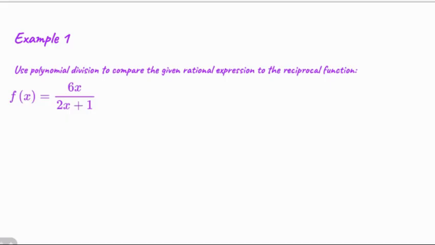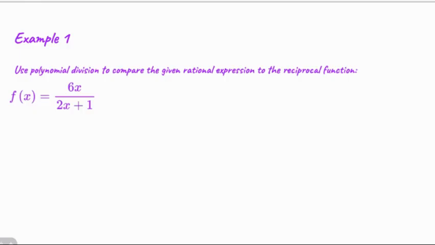So let's use polynomial division to compare the given rational expression to a reciprocal function. Because right now we don't have a reciprocal function. We have an x in the numerator, and that's something that we haven't really seen yet. So let's use polynomial division.